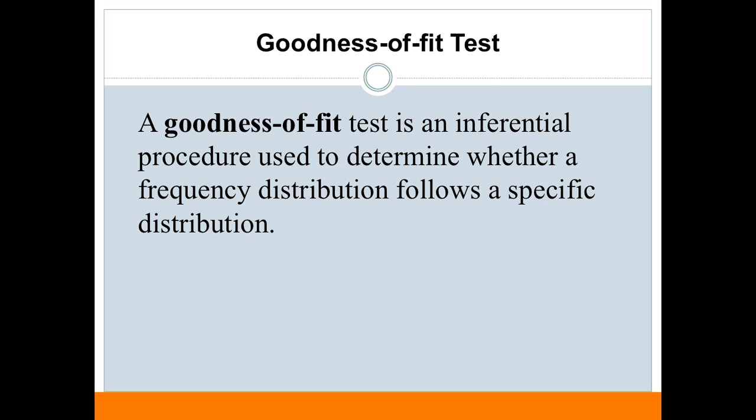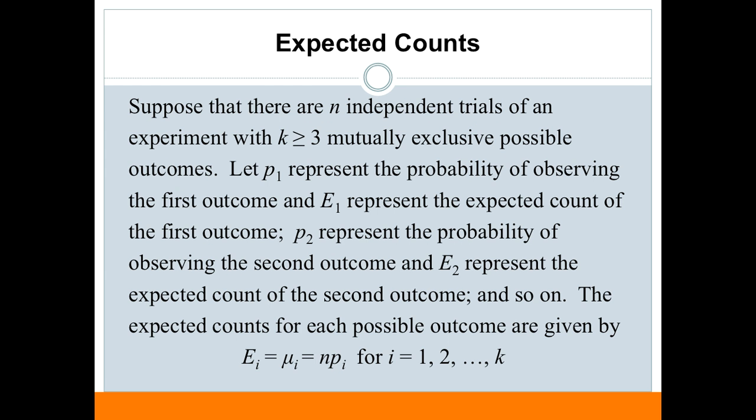Now, a goodness of fit test is an inferential procedure that's used to determine whether a frequency distribution follows some specific distribution. So let's start with expected counts, which is the very first thing that we need to know how to calculate. So let's suppose that there are n independent trials of some experiment, and there are k greater than or equal to 3 mutually exclusive possible outcomes.